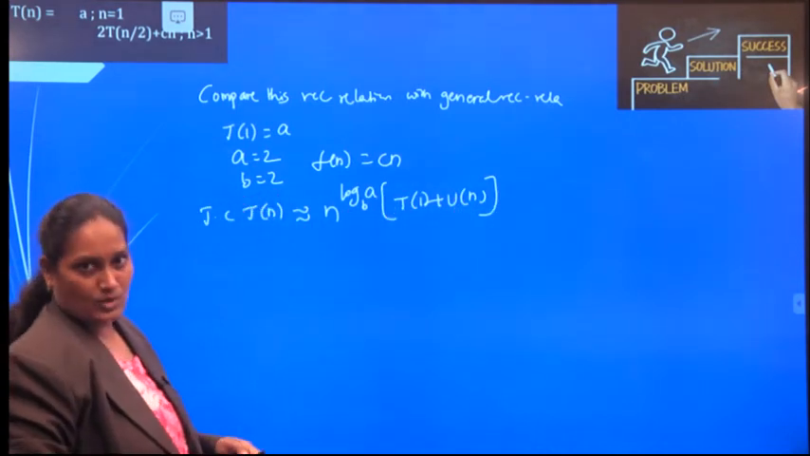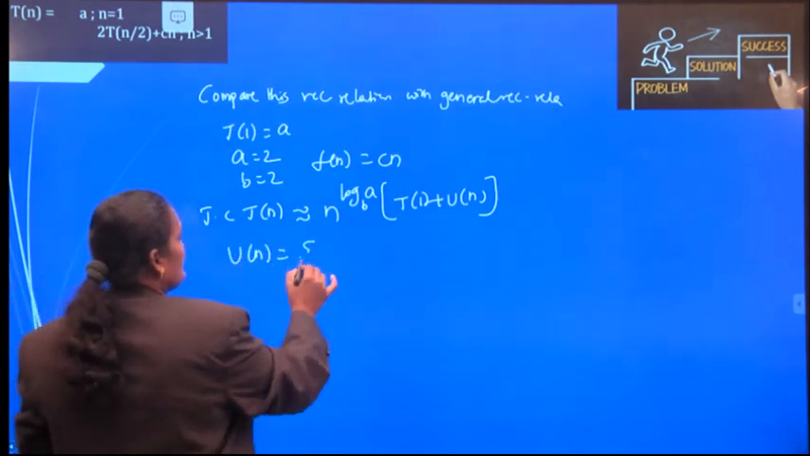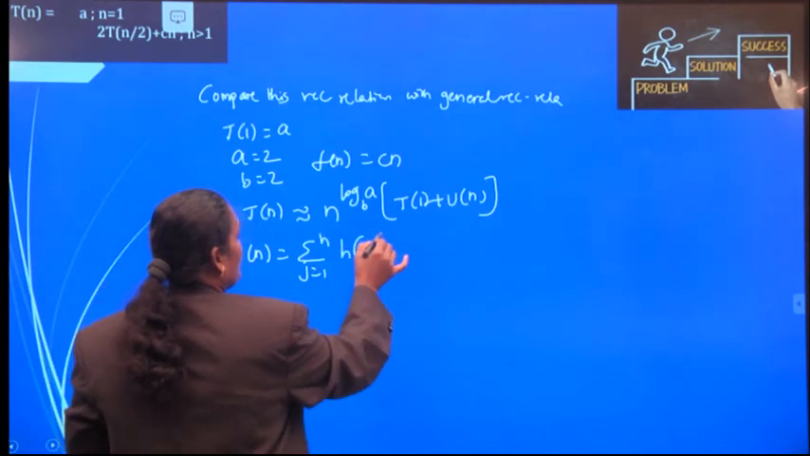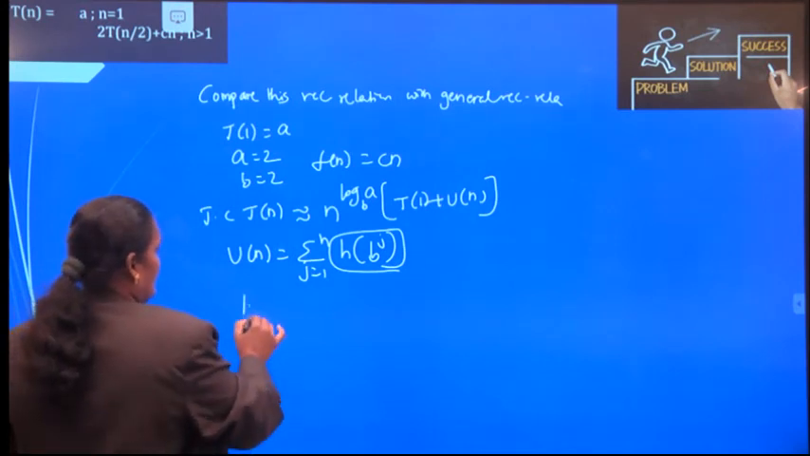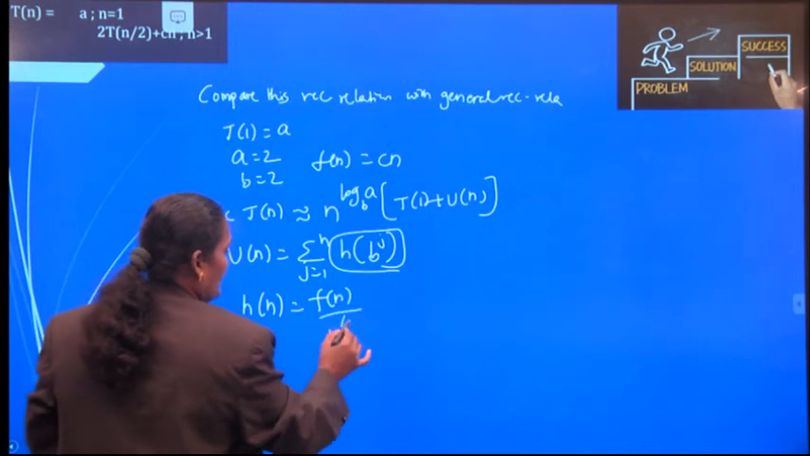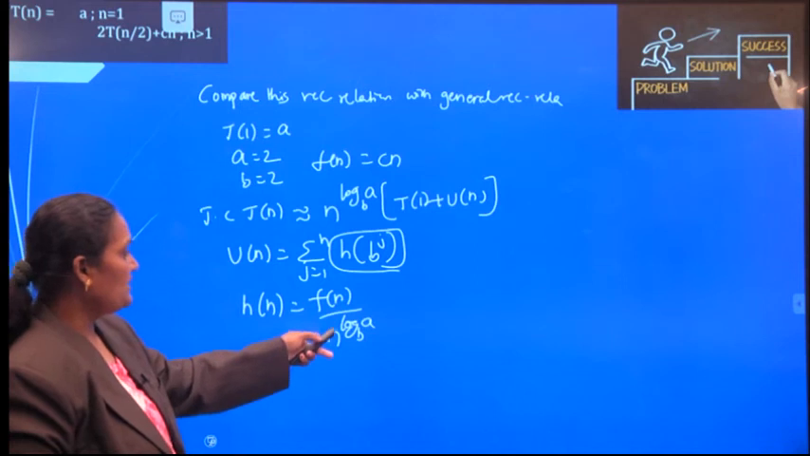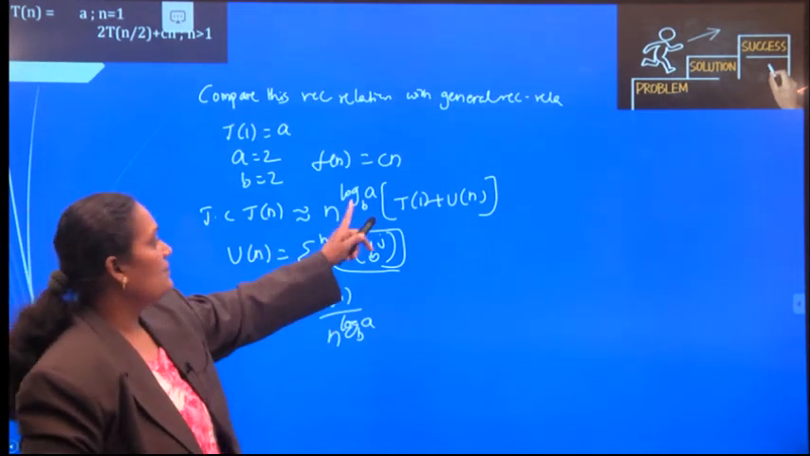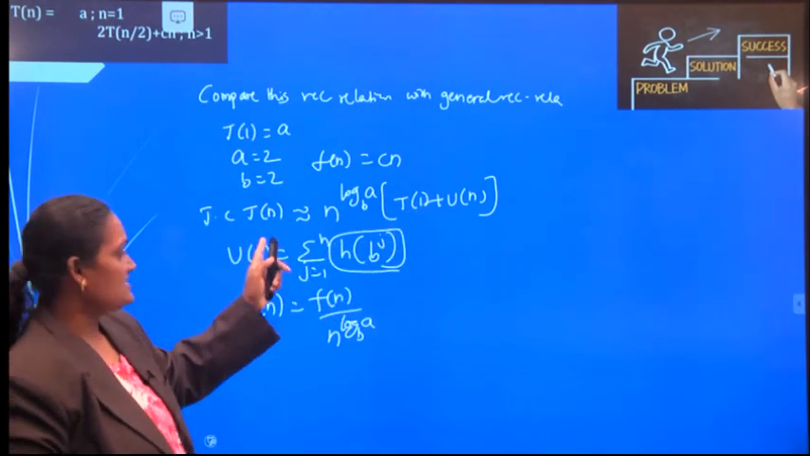First we need to calculate U(n). How to calculate U(n)? U(n) is equal to the sum from j = 1 to n of h(b^j). Now how to calculate this h(b^j)? h(n) is equal to f(n) by n^(log a base b). By using this formula, we can calculate h(n). By finding h(n), you can find U(n). By substituting U(n), you will get the time complexity for the given recurrence relation.